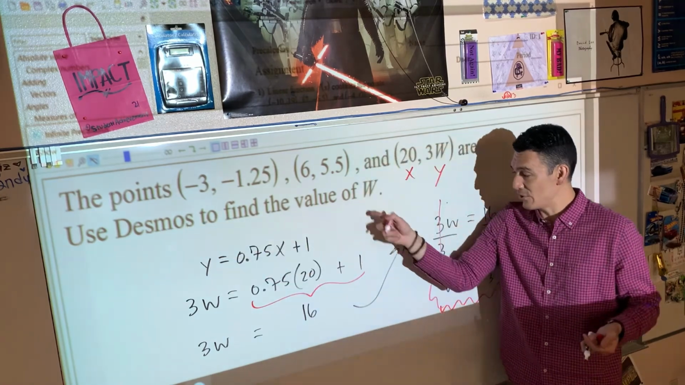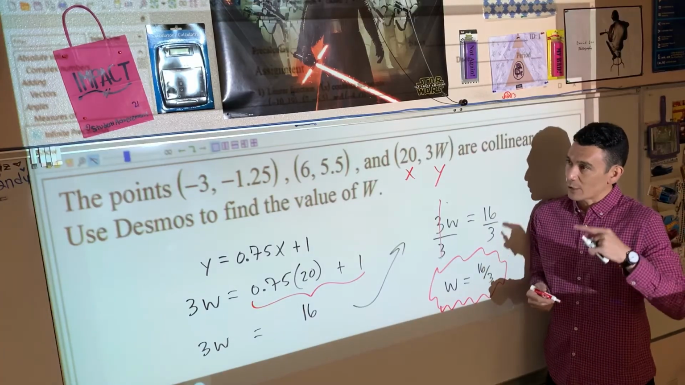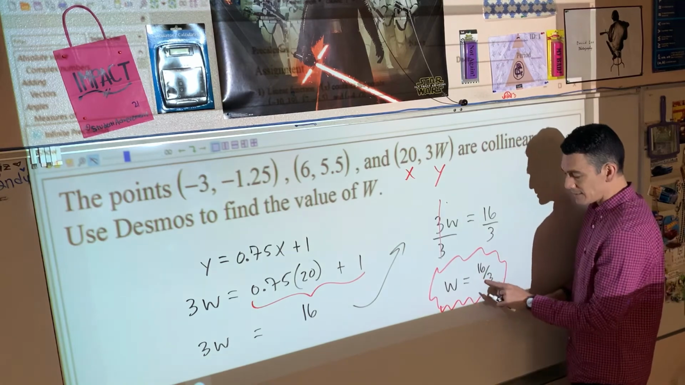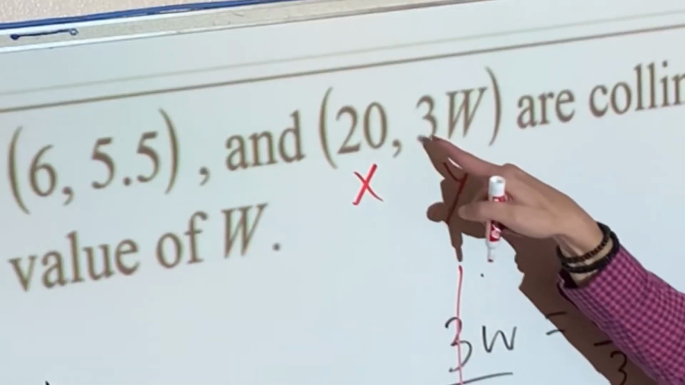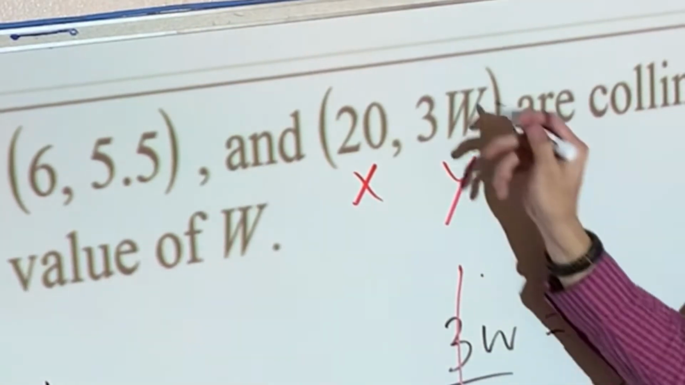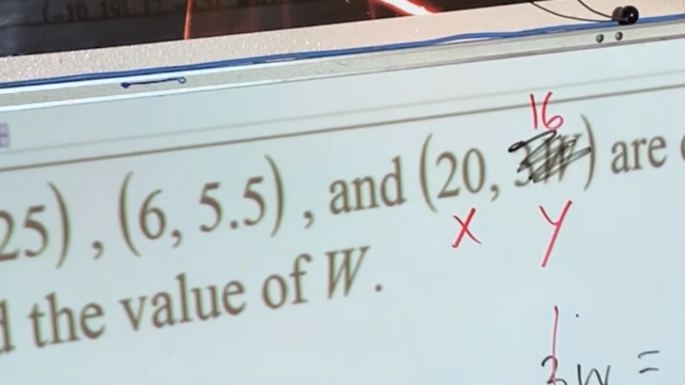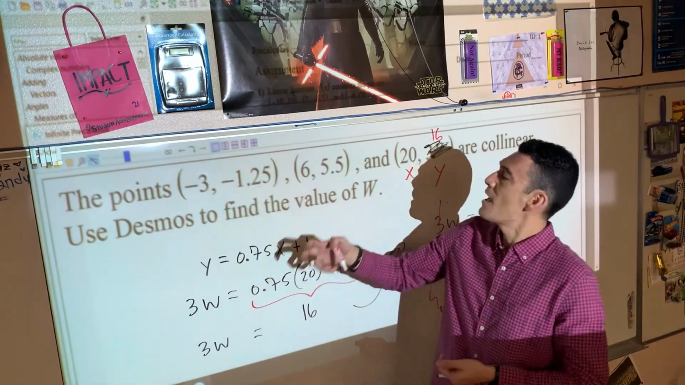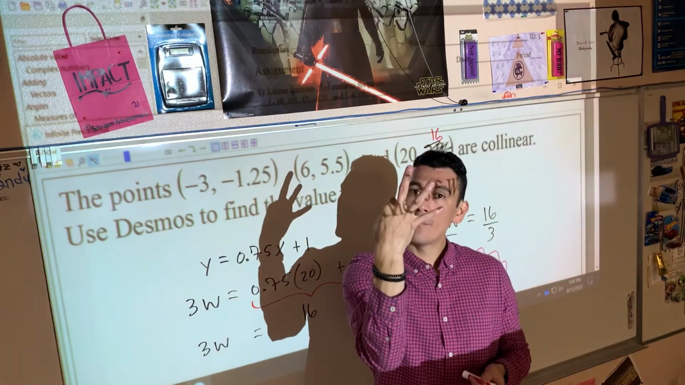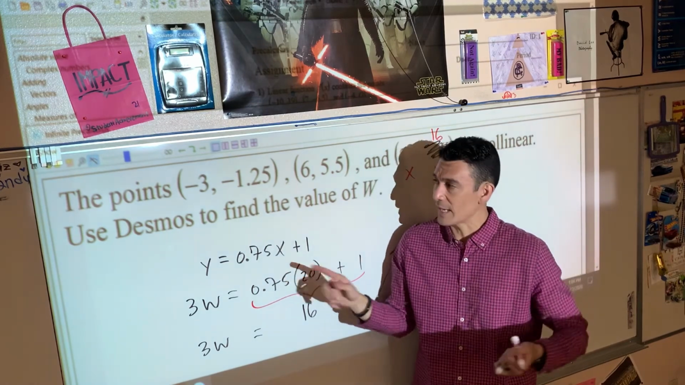And so we're done, because what did they want? They wanted W. W has been given to them. We're done. However, before I let you go, what could you do to make sure your answer is correct? If you plug in 16/3 in for W here, 3 times 16/3 is just 16. So really, this is basically just 20, 16. And then if you plot this and this and this on Desmos, you'll see that you have 3 points that are joined by this line here that Desmos gave us.